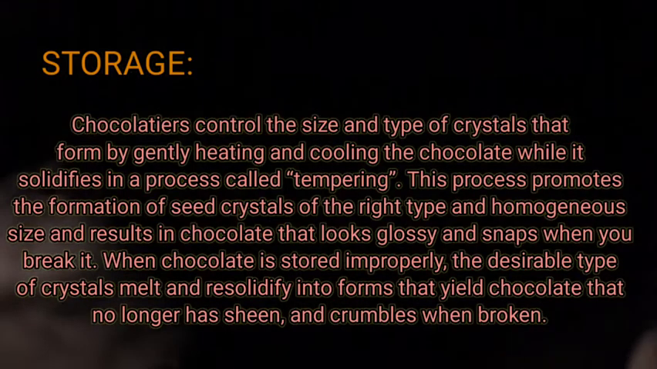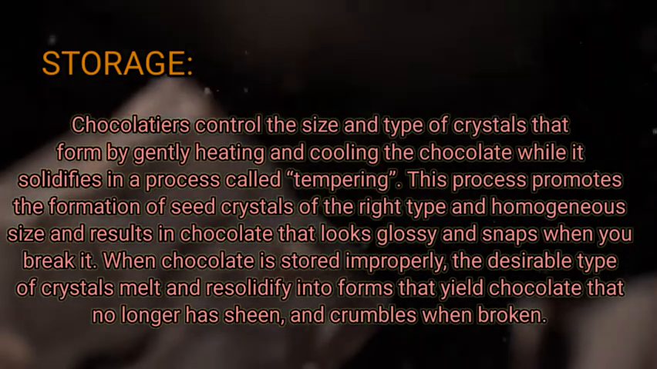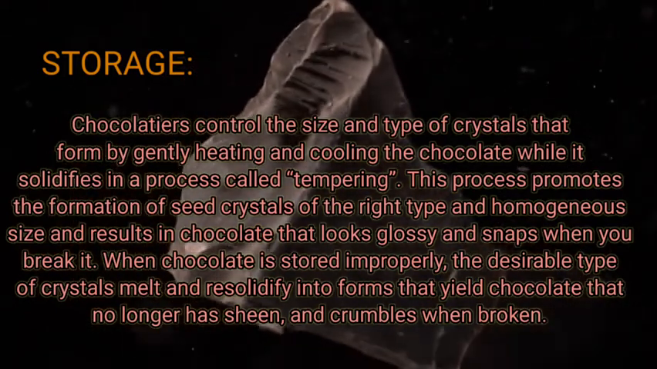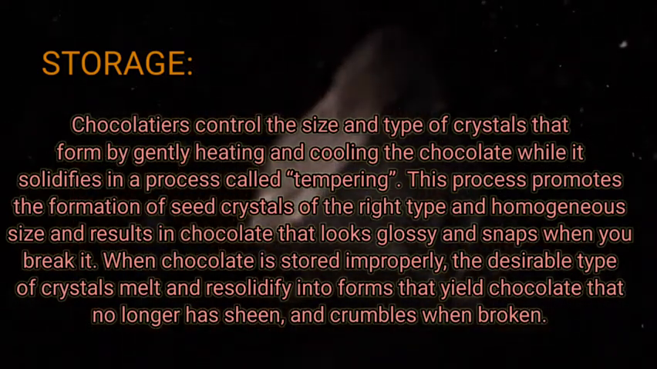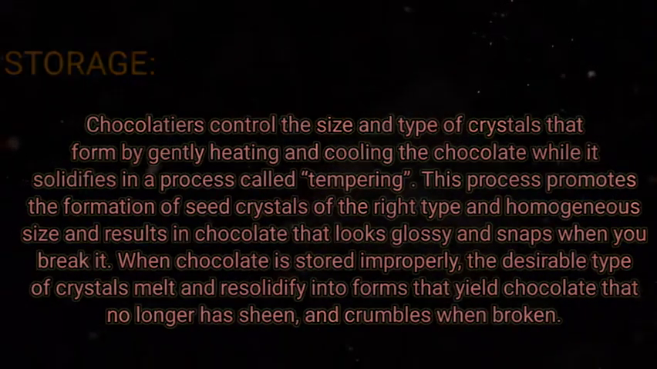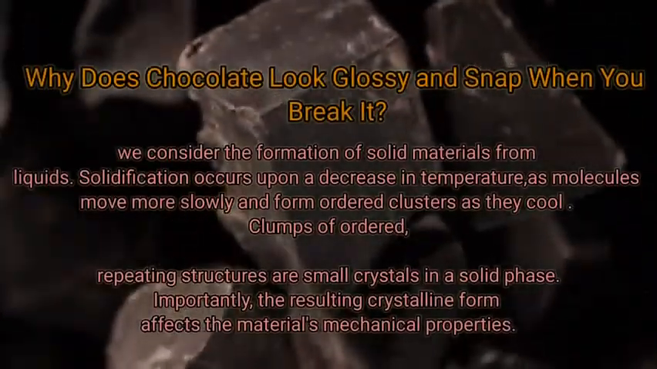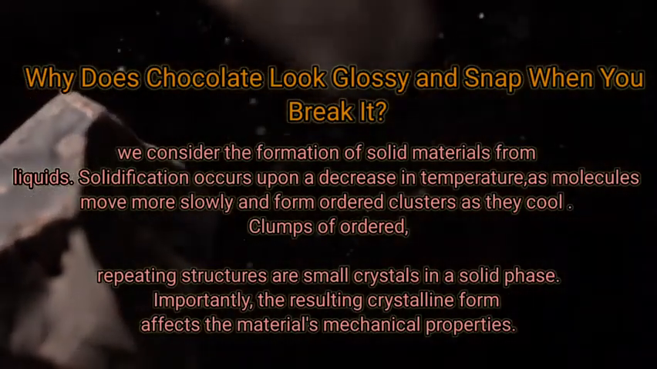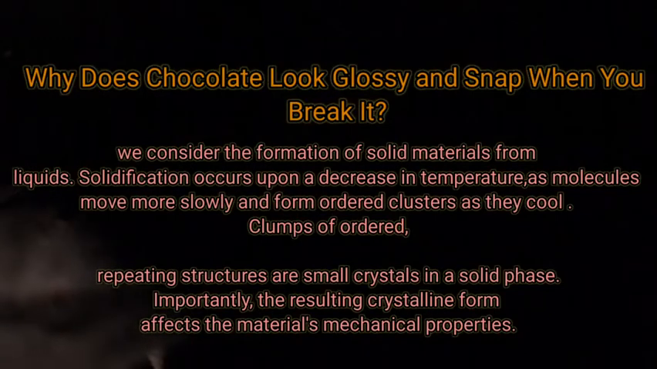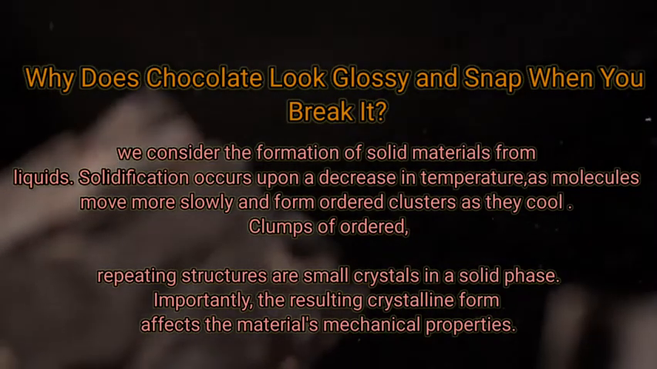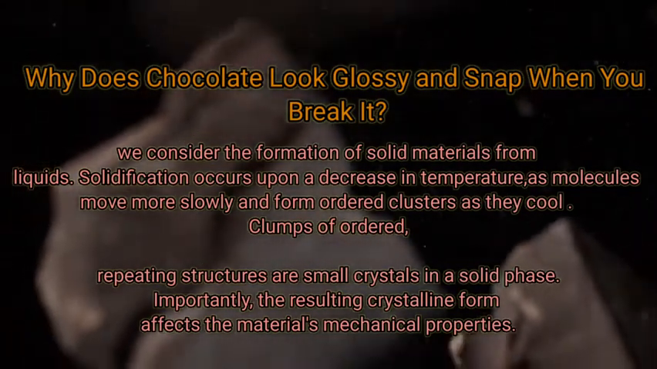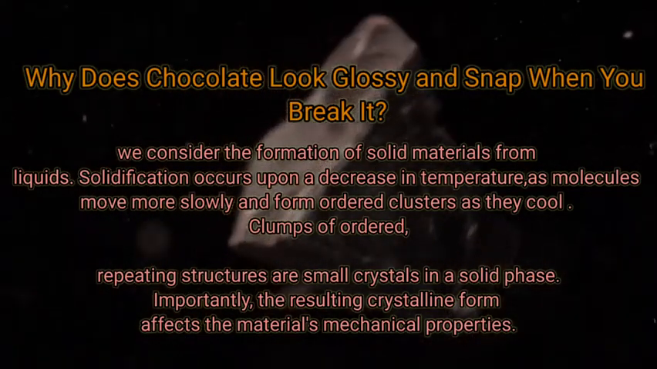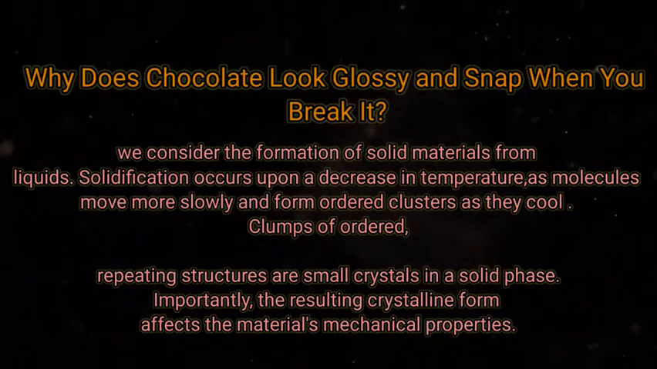But once the chocolate is stored improperly, the desirable type of crystal melts and resolidifies into a form that yields chocolate that no longer has a sheen and crumbles when it gets broken. We can consider the formation of solid material from the liquid, and this is solidification. Solidification occurs upon a decrease in temperature as molecules move more slowly, from the ordered clustered as they cool, into clumps of order. And more importantly, the resulting crystalline forms affect the material's mechanical properties.